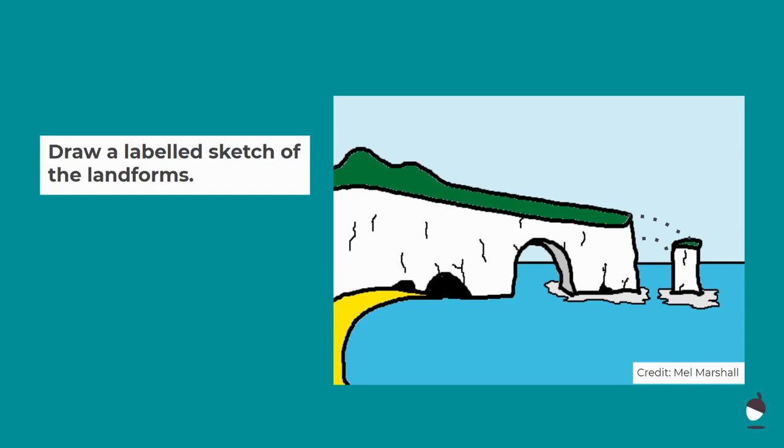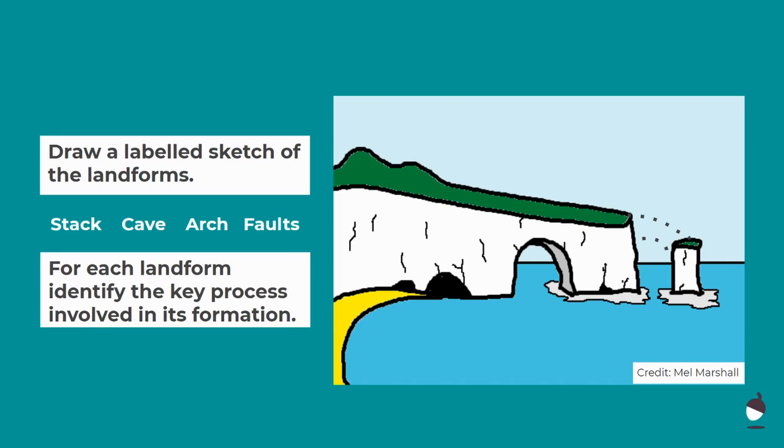Task time. Draw a labelled sketch in pencil of the landforms. So you're going to copy my diagram really simply in your pencil and you're going to label the landforms. The 4 landforms I would like you to identify are stack, cave, arch, and faults. There's a challenge here as well. I would like you for each landform to identify the key process involved in its formation.